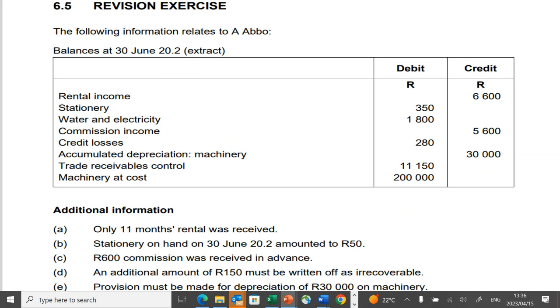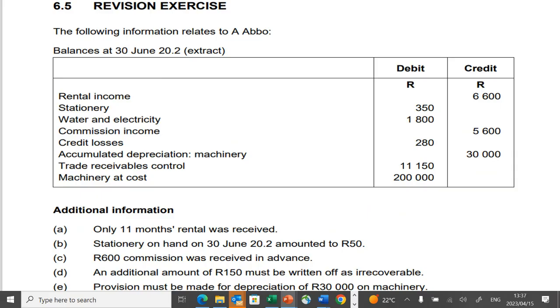Under A, you are told that only 11 months rental was received. Rent income is how much there? What you see here is 6,600. So they are telling you here it was only for 11 months. But we know that a financial period is made up of 12 months. So there is one that is outstanding that we have not yet received. What do we call that one that is outstanding? It is our accrued income. They still owe us that rental income. So we'll determine it very shortly.